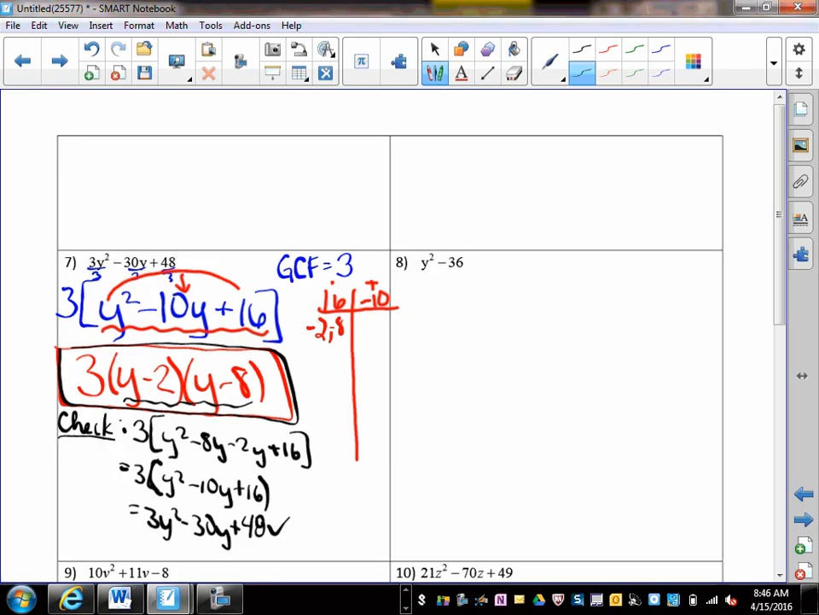Y squared minus 36. Is it in standard form? What's my GCF? Okay, so there's nothing to factor out. But see, we're missing that middle term. Remember, we did this last class. Let's rewrite it. Put the 0 in. Okay, now let's make our chart.